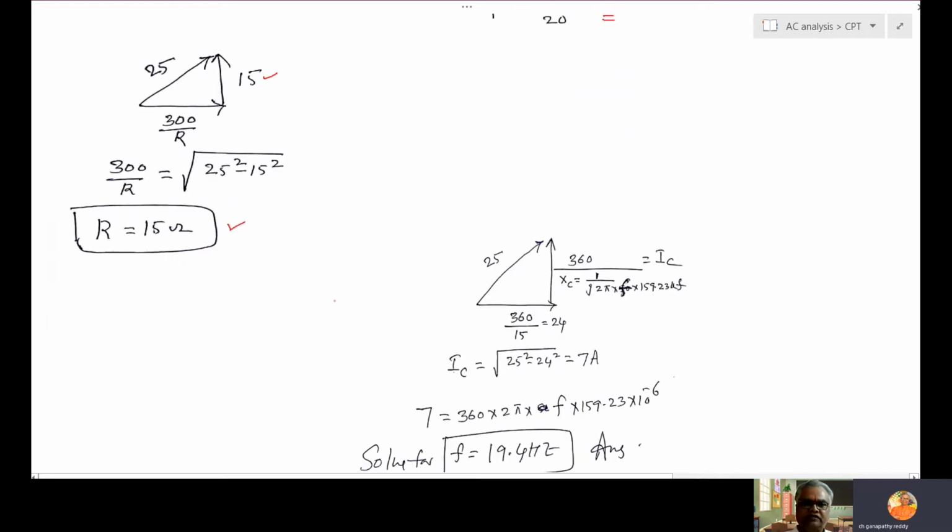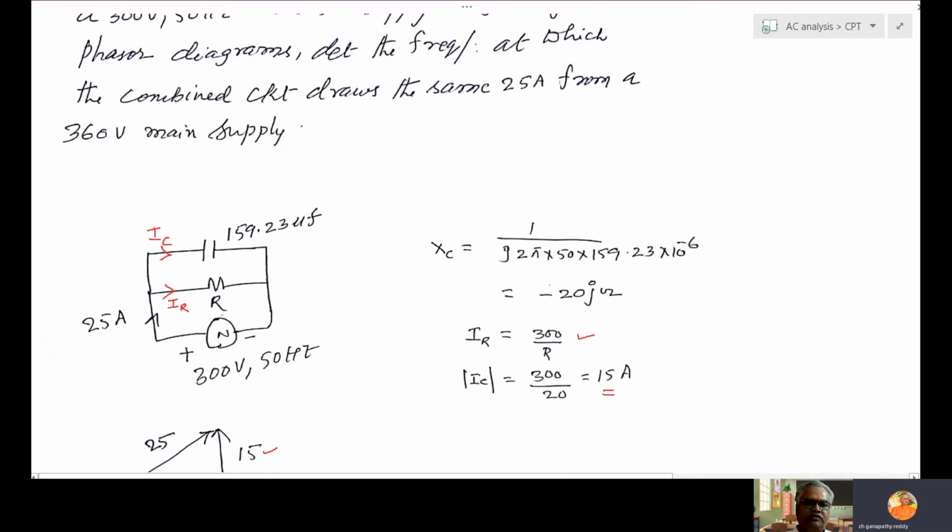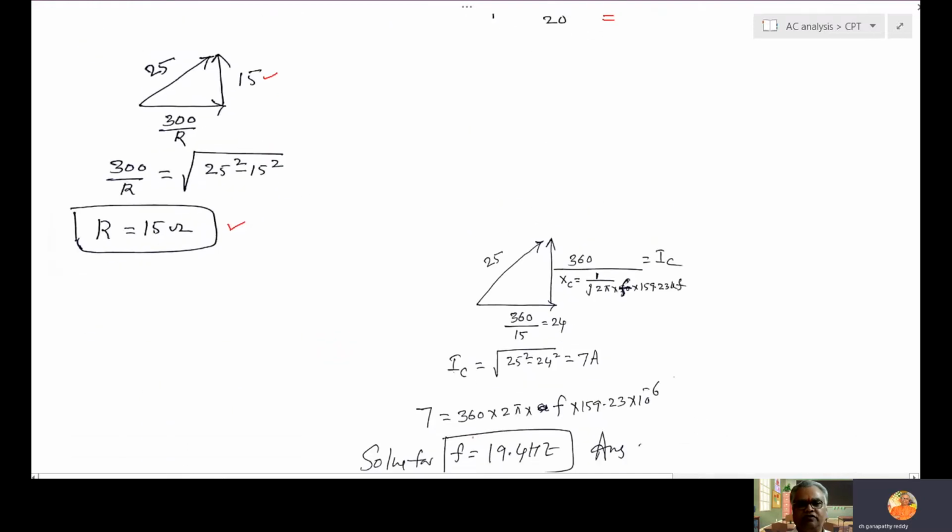Now second case, what is the applied voltage? 360. How much current should be? Same. And the frequency is asked. So IR will be now 360 by 15. Second case, R is already known now. What is the applied voltage? 360 by resistance of 15. This is coming 24 amps. Therefore, IR equal to 24.